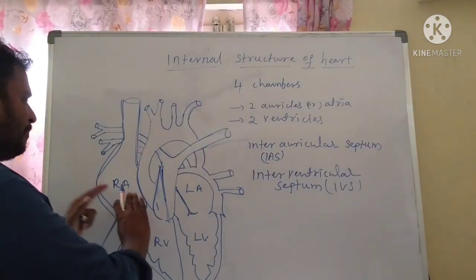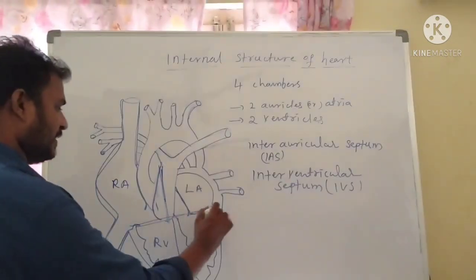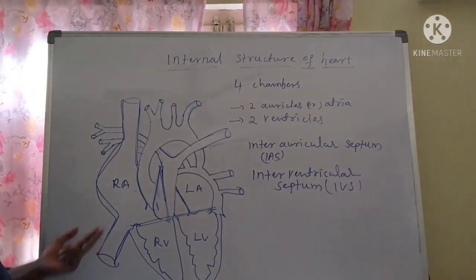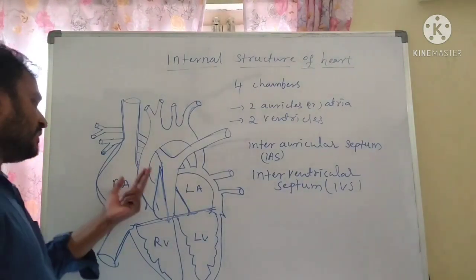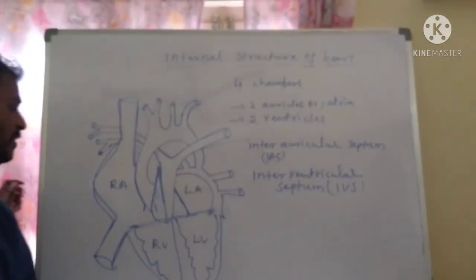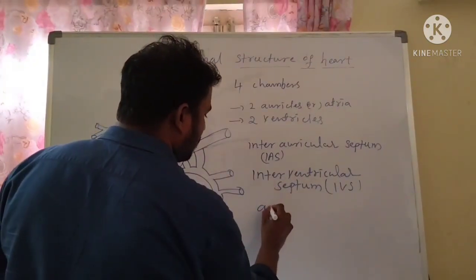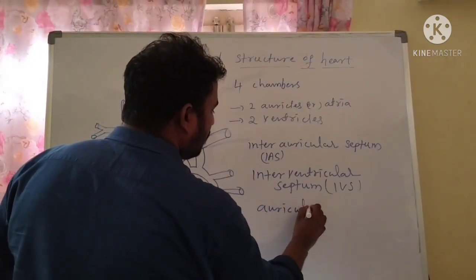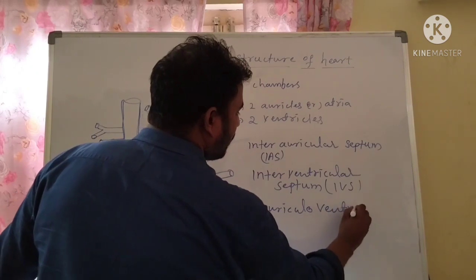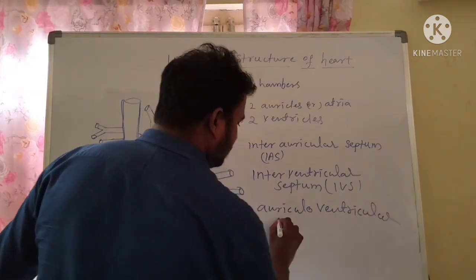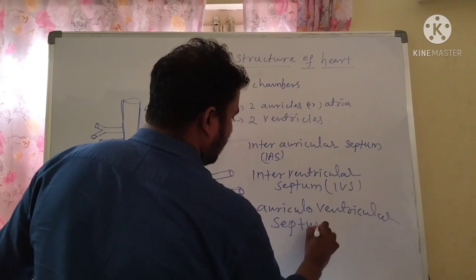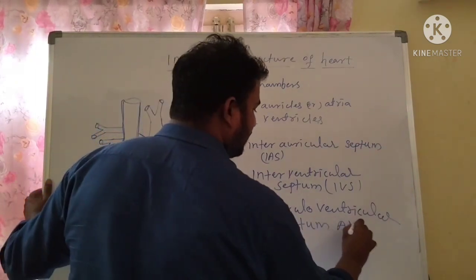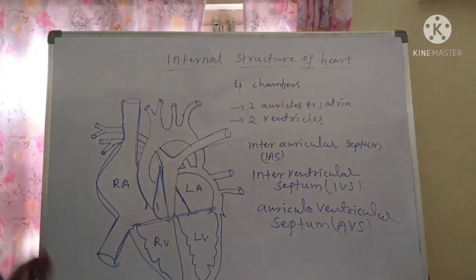Interauricular septum, interventricular septum. Like that, between the auricles and ventricles, another septum is present. This wall-like structure separates the auricles from the ventricles, and it is called the auriculoventricular septum, AVS.